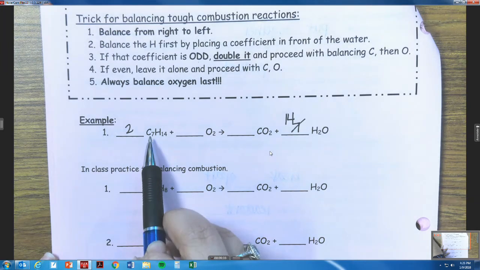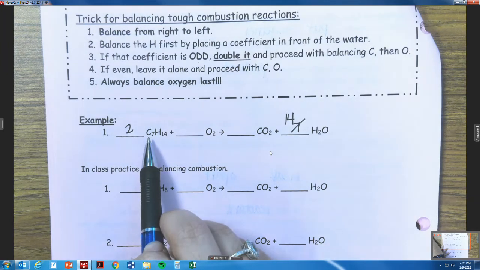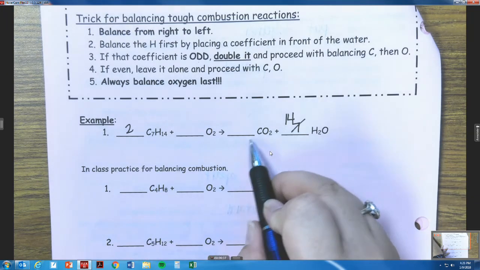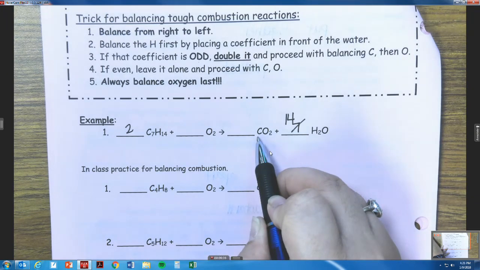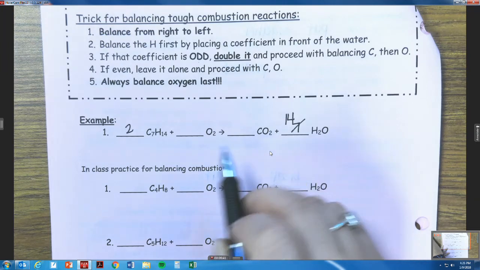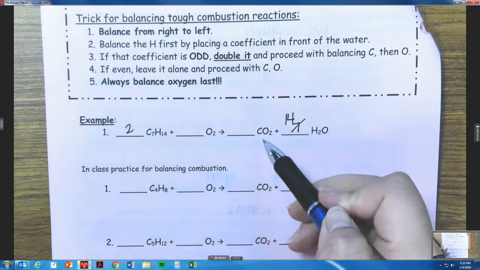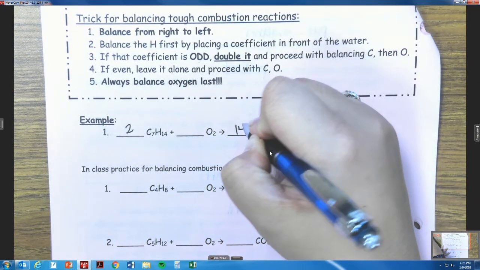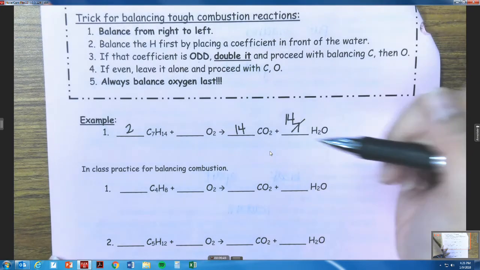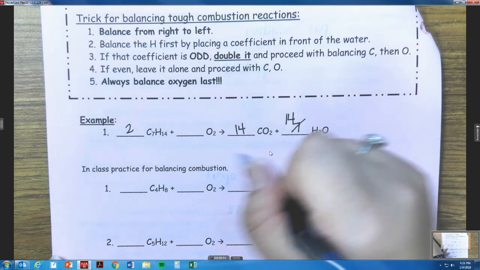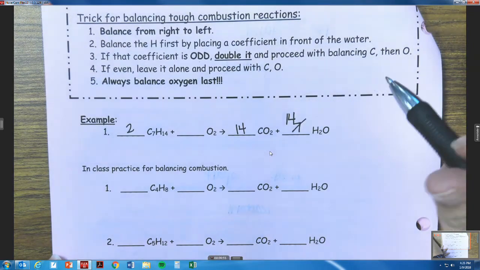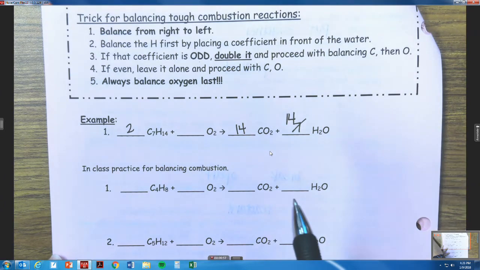Carbon on our reactant side, we have 7 times 2, so that's 14. But on our product side, we only have 1. Well, what times 1 equals 14? Well, 1 times 14 equals 14. So 14 there. Now, carbon is already balanced. Done. Now lastly, we have to balance oxygen.